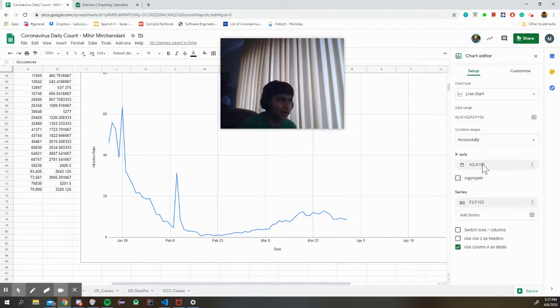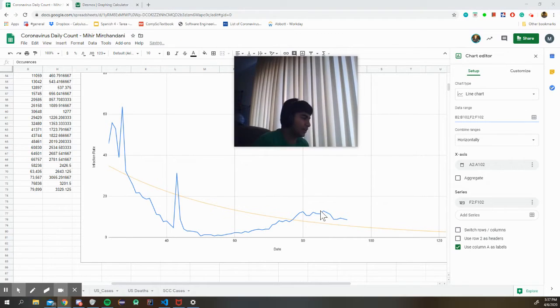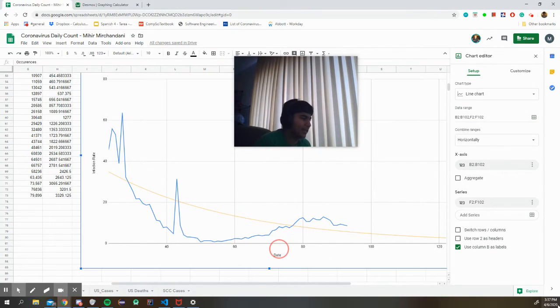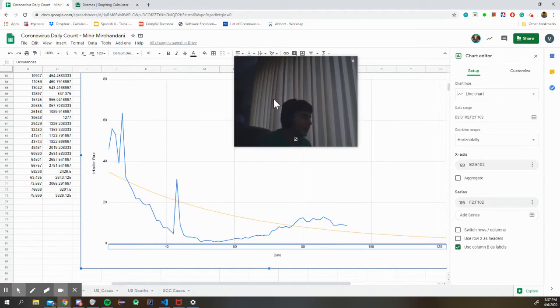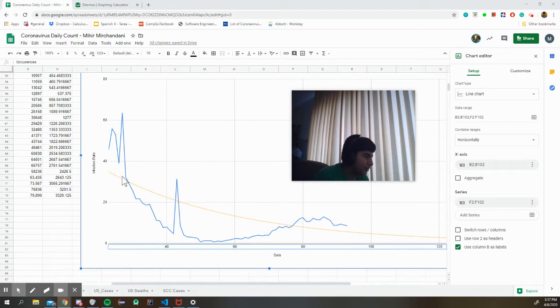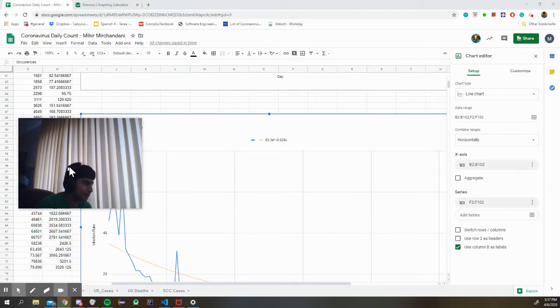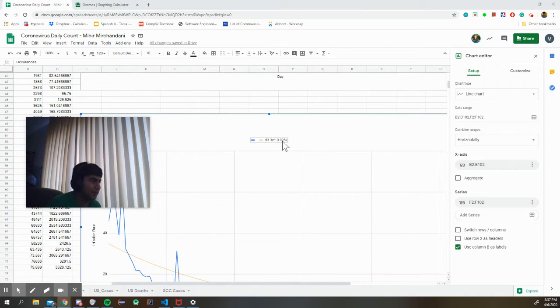So we're going to go to setup here, and we're just going to put this at b. And b gives us an opportunity to look at it like it was the day number. So obviously this is not the date anymore. We can customize that later, but basically this gives us a better, you can see that yellow line, that is an exponential decay graph, and that's what I want to be looking at. So this is telling us 63.3 e to the power of negative 0.026x.